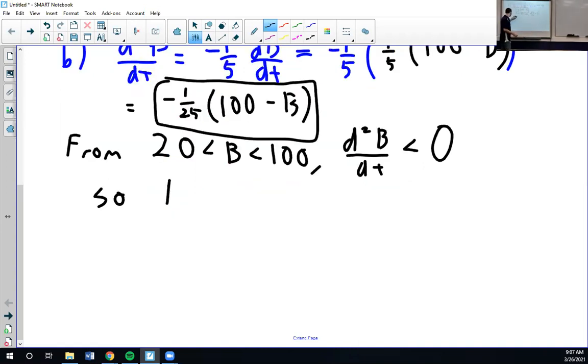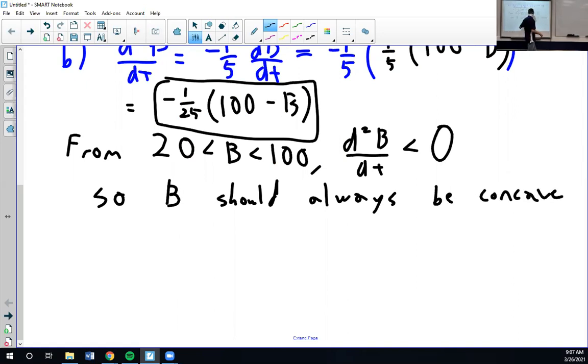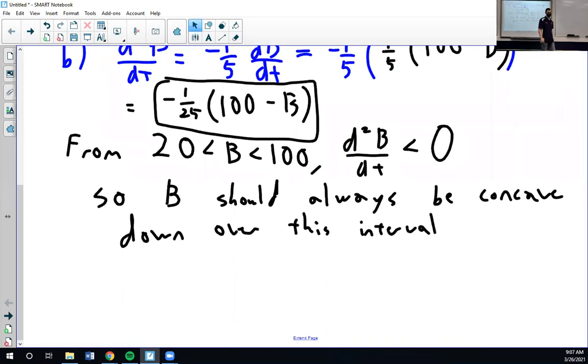So B should always be concave down over this interval. B should always be concave down over this interval, but that graph says we're concave up and then concave down. So there is our contradiction.